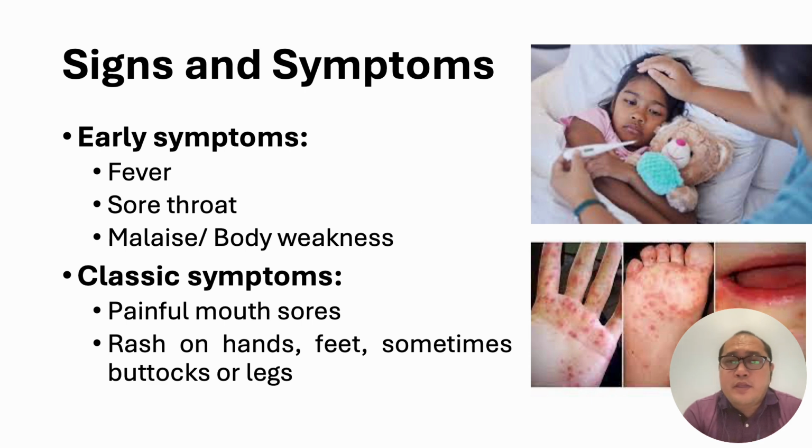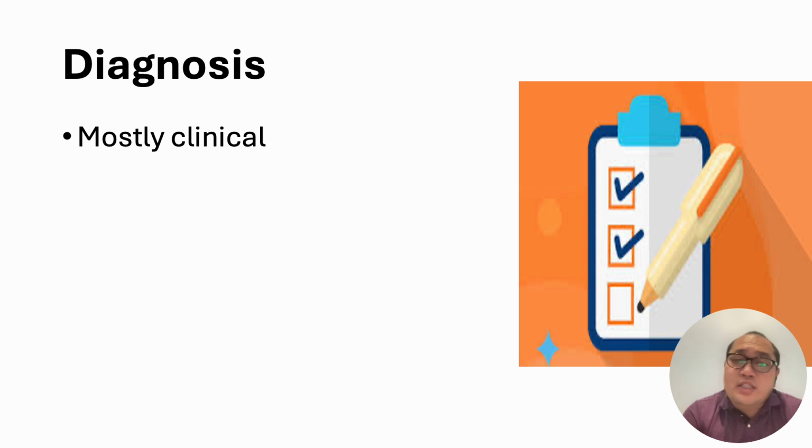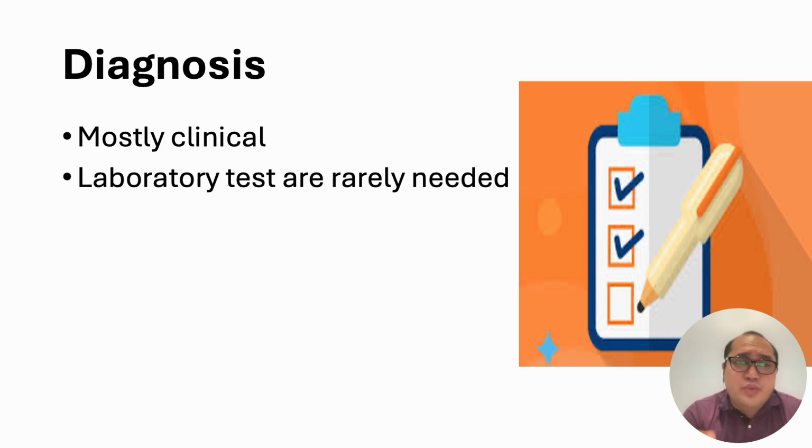So as parents, of course, you want to know how is this diagnosed, or is there a test to check if my child has hand, foot, and mouth disease. So for the diagnosis, mostly it's really clinical. When we say clinical, we just base it on the signs and symptoms. There are no laboratory tests, or rarely are laboratory tests needed. You do not need to take a CBC or urinalysis or a stool exam for hand, foot, and mouth disease, or even a chest X-ray, because again, the diagnosis is clinical.